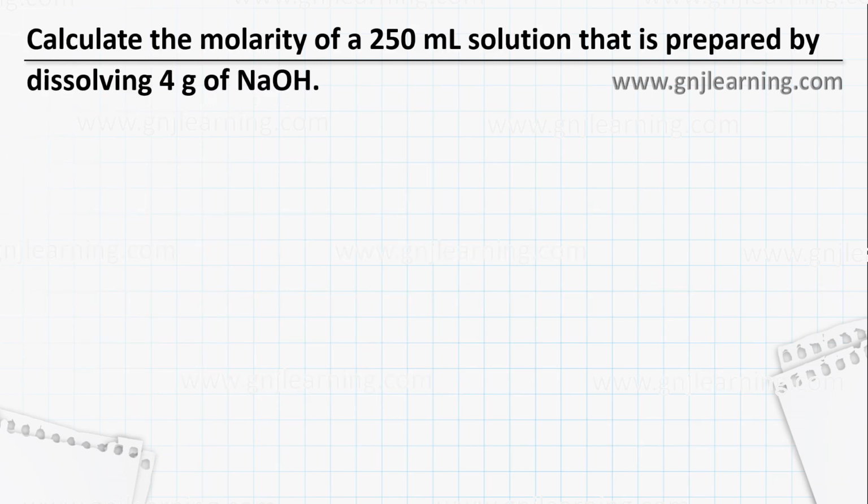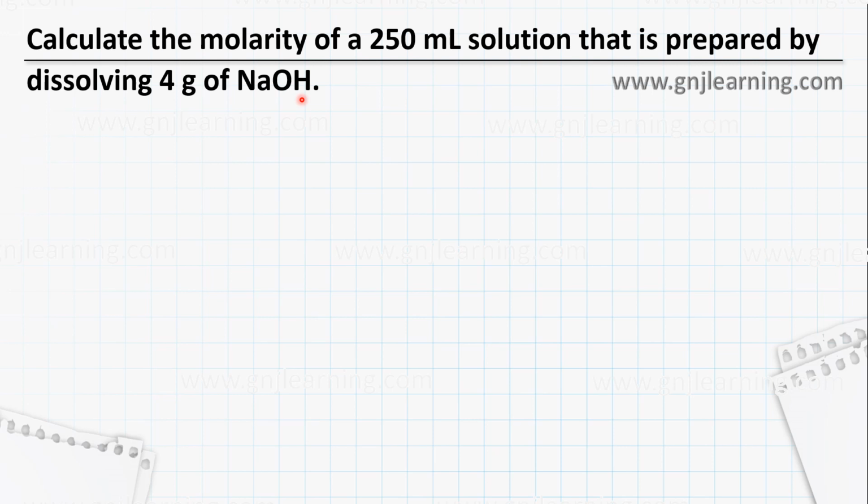Let's see a problem based on molarity. Calculate the molarity of a 250 ml solution. So they have provided the volume, 250 ml of the solution, that is prepared by dissolving 4 gram of NaOH. So they have given the mass of solute, that is 4 gram of NaOH. So calculate the molarity of a 250 ml solution that is prepared by dissolving 4 gram of NaOH.